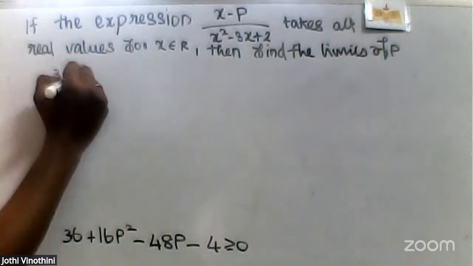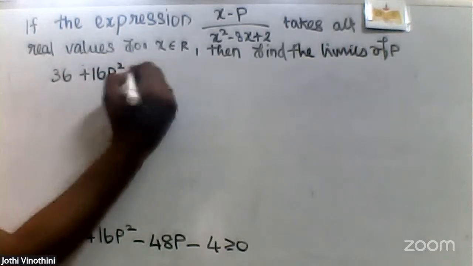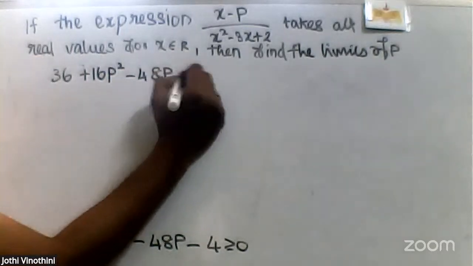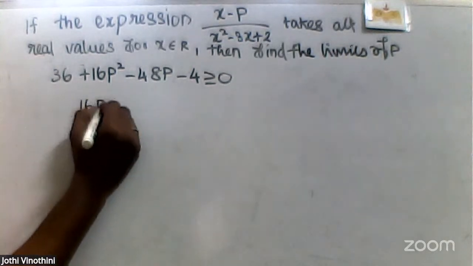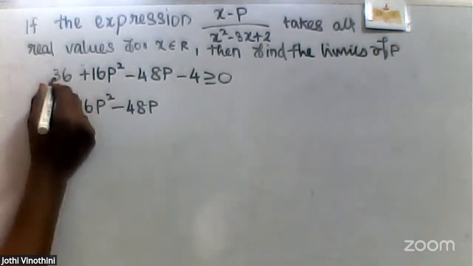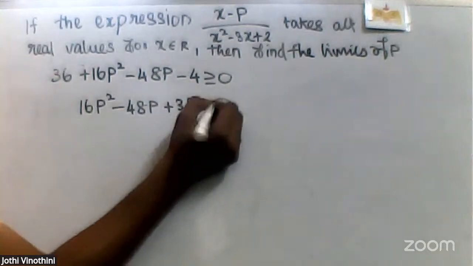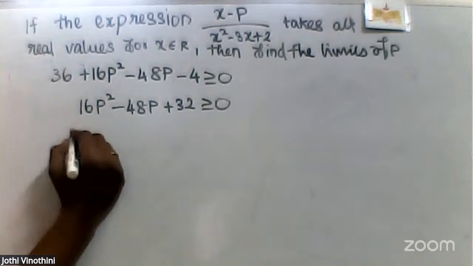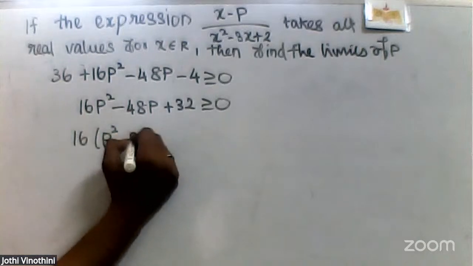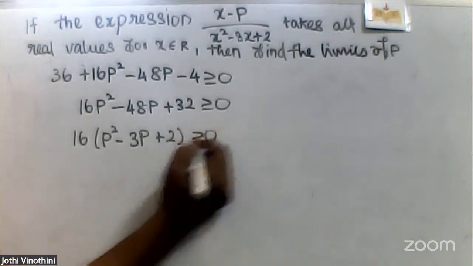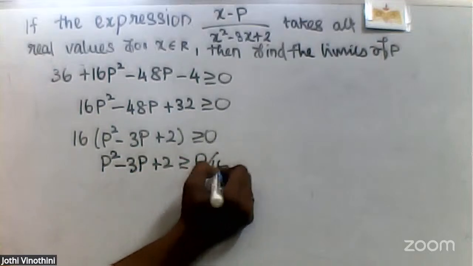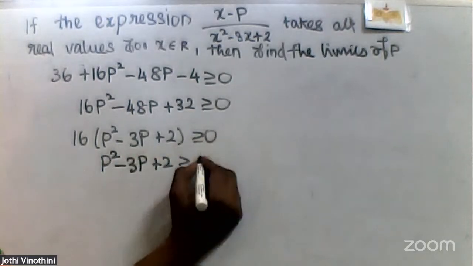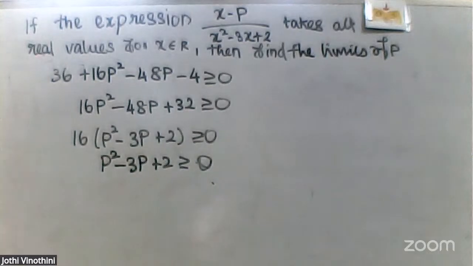Okay, what we find? 36 plus 16p squared minus 48p minus 4 must be greater than or equal to 0. Right? Right. So I am going to simplify this. So 16p squared minus 48p plus 36 minus 4, which is plus 32, must be greater than or equal to 0. So I am going to take 16 as common. So it will become p squared minus 3p plus 2 must be greater than or equal to 0 divided by 16. 0 divided by anything is 0.